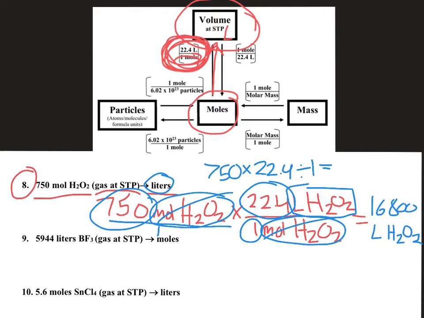To be completely honest with you, I don't believe hydrogen peroxide actually is a gas at STP, so that is a little bit of an error in the worksheet, but we'll follow along with the rules for the map for the sake of learning how to do the map, but I believe that is slightly off. But all good. So we're going to move to number 9.